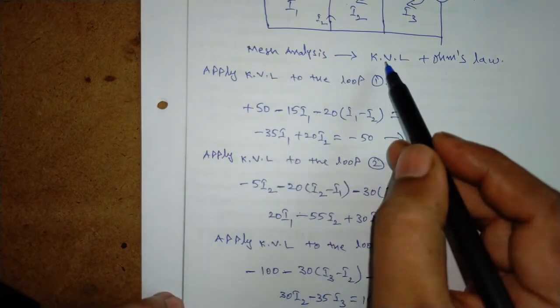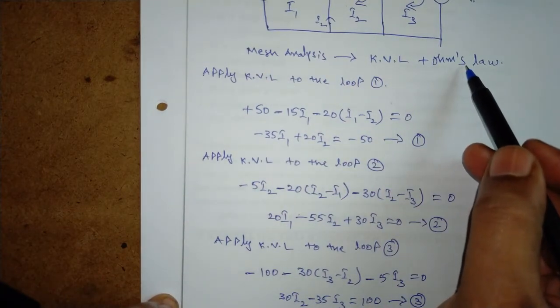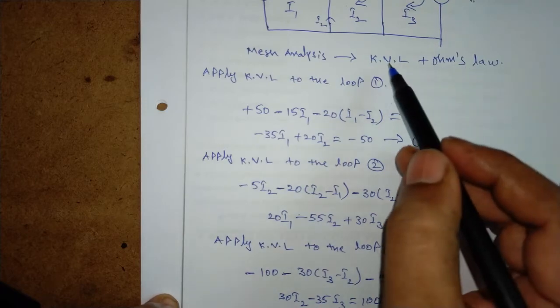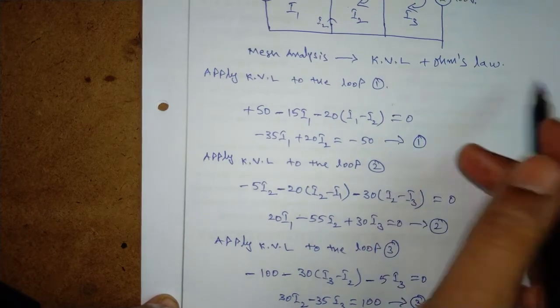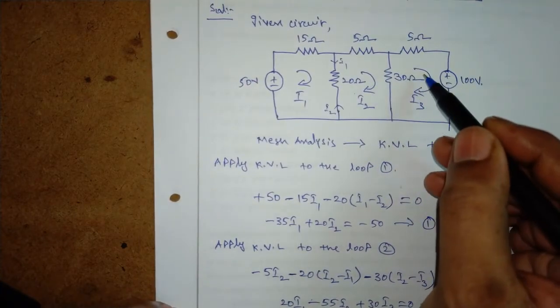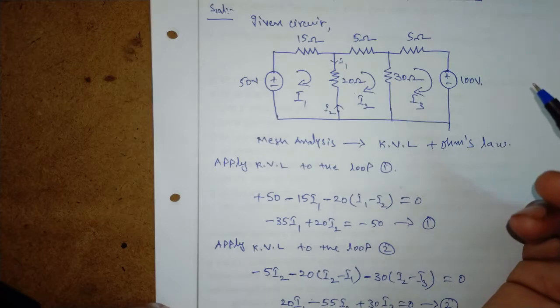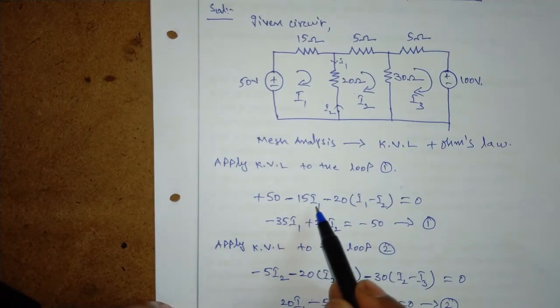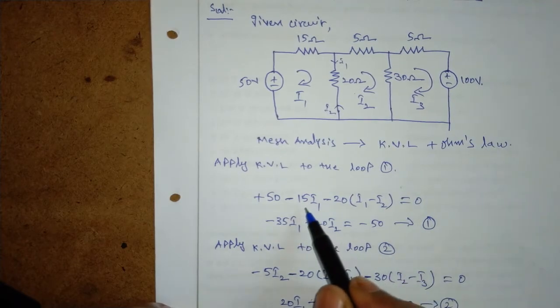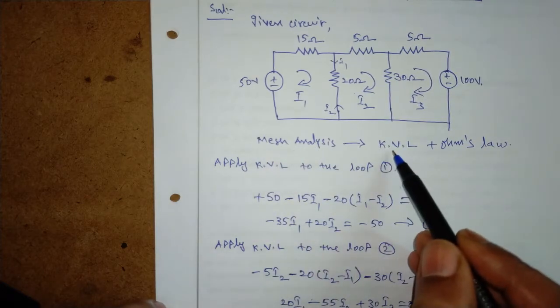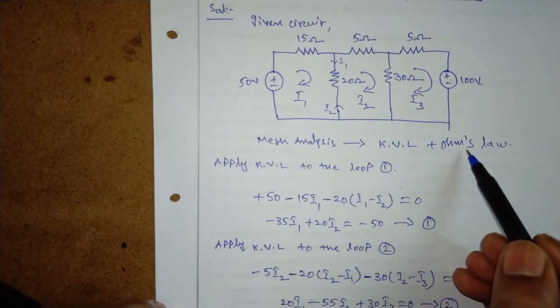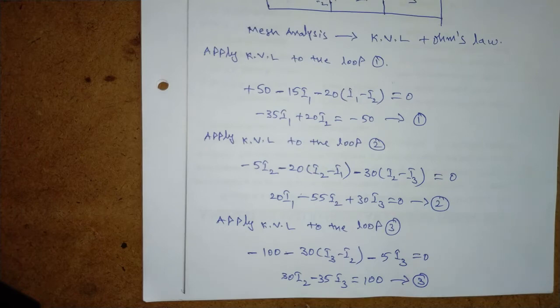Here mesh analysis is the combination of KVL and Ohm's law. What does KVL say? The algebraic sum of voltages in a loop is equal to 0, and that voltage is expressed in terms of I and R. That is, with the help of Ohm's law, we write voltages as I into R form. So mesh analysis is the combination of KVL and Ohm's law. Now by solving these three equations, we get I1, I2, I3.